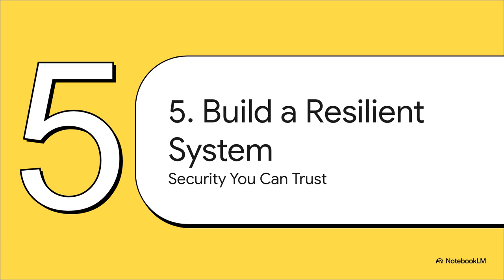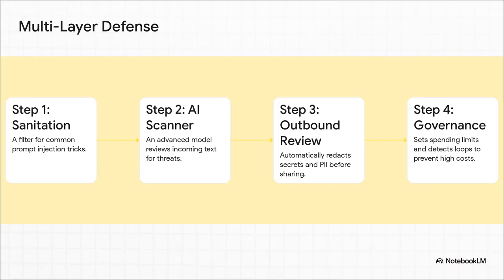Let's talk about the one thing that holds so many people back: security. We're talking about an agent that has access to your files and your data. It has to be robust. So let's build a system you can actually trust. A really solid defense isn't just one thing. It's a whole series of layers. First up, you have a simple filter that blocks all the common tricks people use to try and hijack the AI's instructions. Anything that gets past that gets scanned by another powerful AI model looking for more sophisticated threats. Then, before anything goes out, it automatically redacts secrets. And finally, you have a governance layer that stops it from running wild and spending all your money.